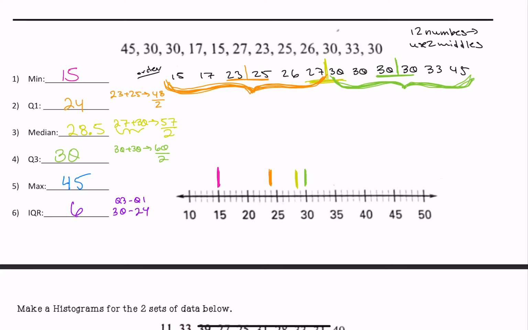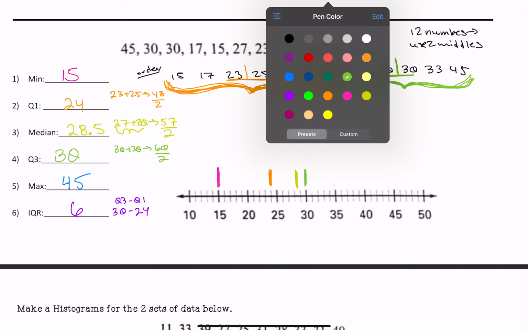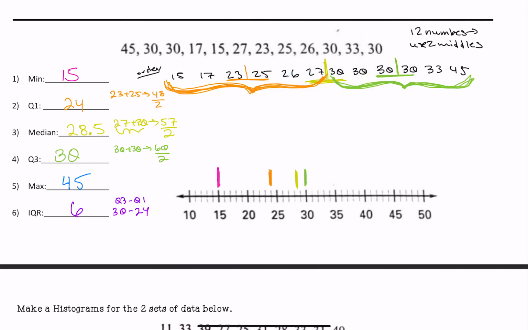Then we have our Q3, which is at 30, and then we have our maximum here at 45. Then we have to draw our box, which represents our IQR, so it goes from Q1 to Q3. And then we have to draw our whiskers, which means we connect our maximum and minimum to the box. Very good.